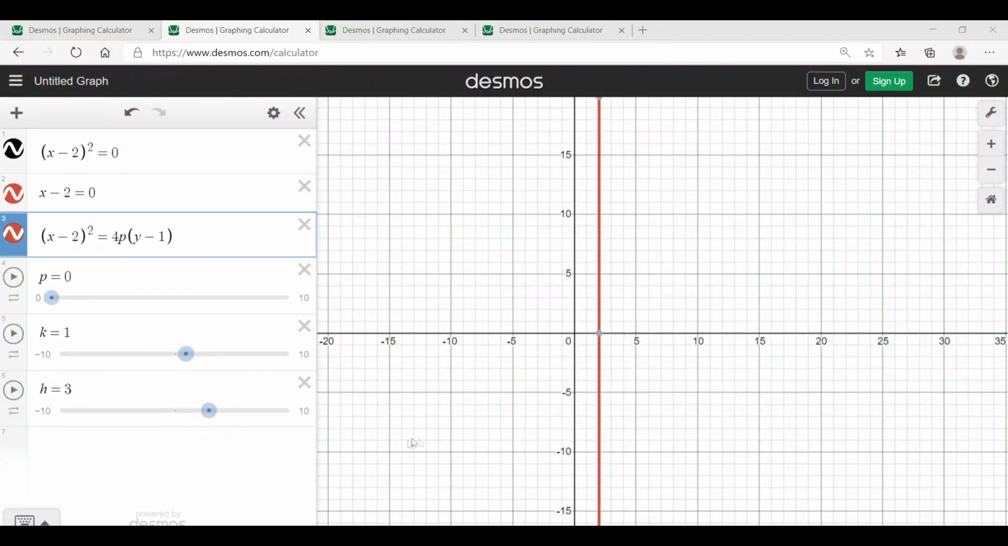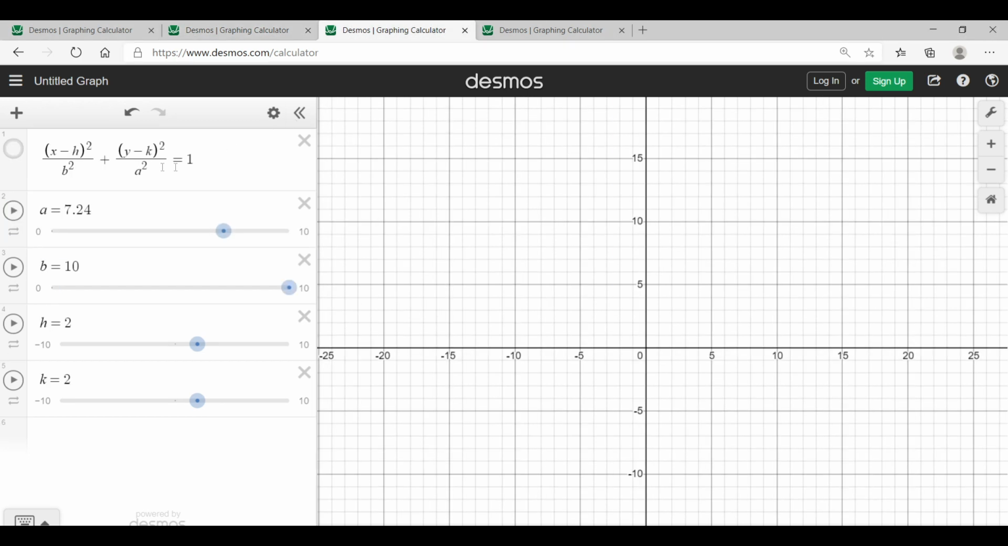Let's proceed to the ellipse now. And I have prepared the equation here. This is the standard equation of the ellipse, and all the values here of a, b, h, and k are changeable. So h and k can be any number. This time I set the center to (2, 2), right? So h and k are 2 and 2. A and b are of different values, but they can be changed later.